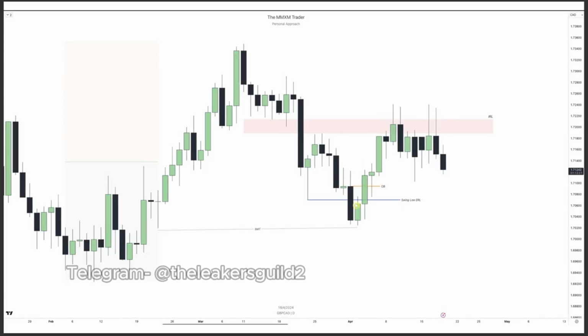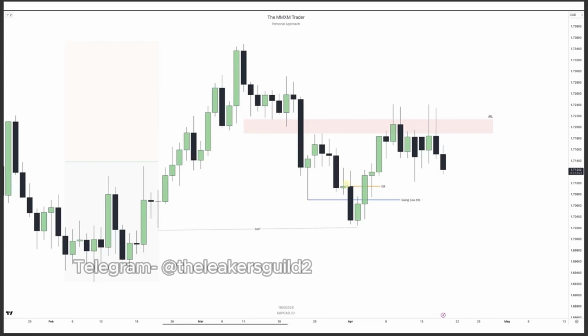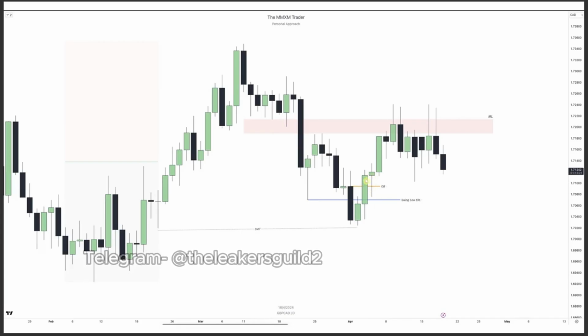Now, after this SMT happened and the external range liquidity raid, we have an order block formed, which is a change in the state of delivery. You can see price dips back into it after it closed above it and then continues up into that internal range liquidity pool, which is the weekly fair value gap.